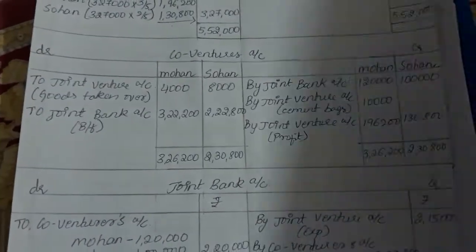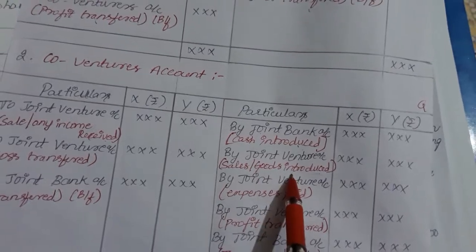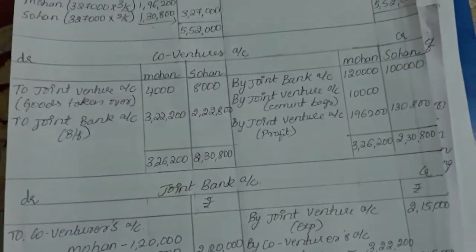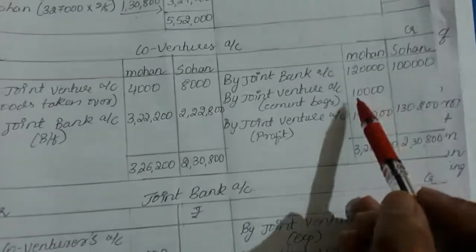So next coming on to what's there. Joint venture account, goods or sales or goods introduced. If any kind of goods has been introduced by the co-venturers from their own pocket, we are supposed to record over here.